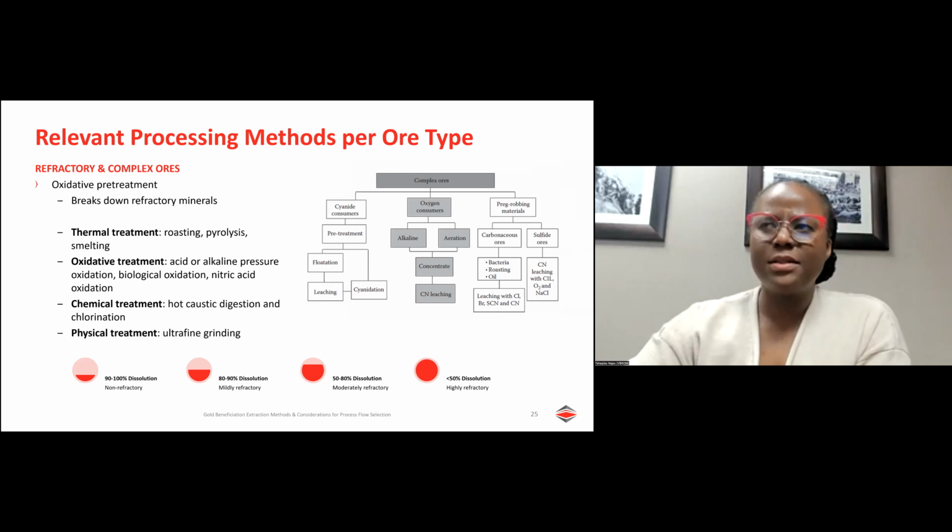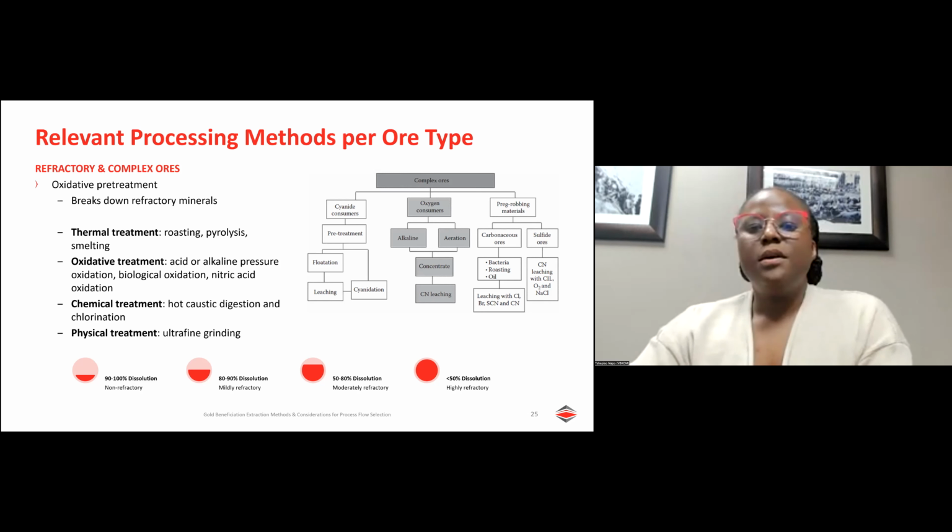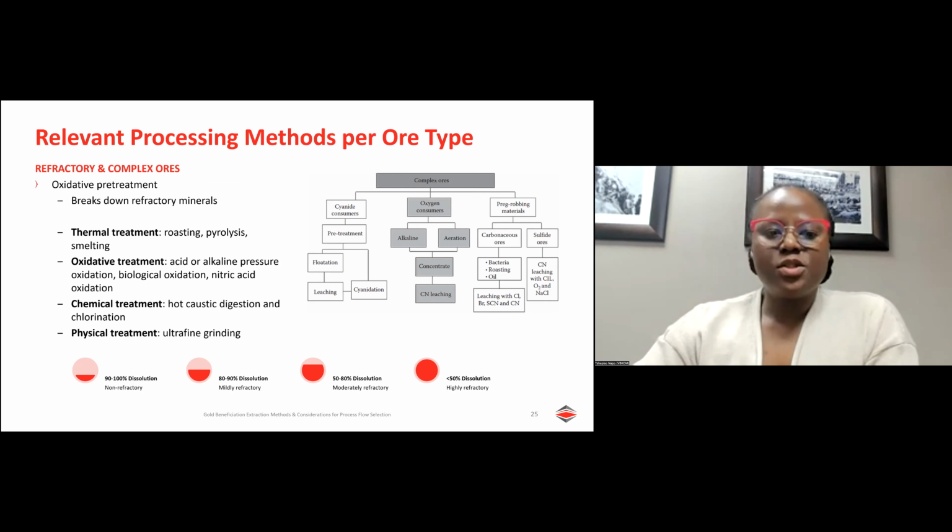pretreatment, or oxidative treatments rather, is done by means of pressure oxidation in an autoclave. It can also be done by biological oxidation using bacterial cultures or by oxidation using nitric acid. Then your chemical treatment methods, these entail digestion using hot caustic soda, and even chlorination can also be used. Then your physical treatment methods consist of ultrafine grinding, and this is done to then liberate your gold particles that may be locked in with your refractory minerals.